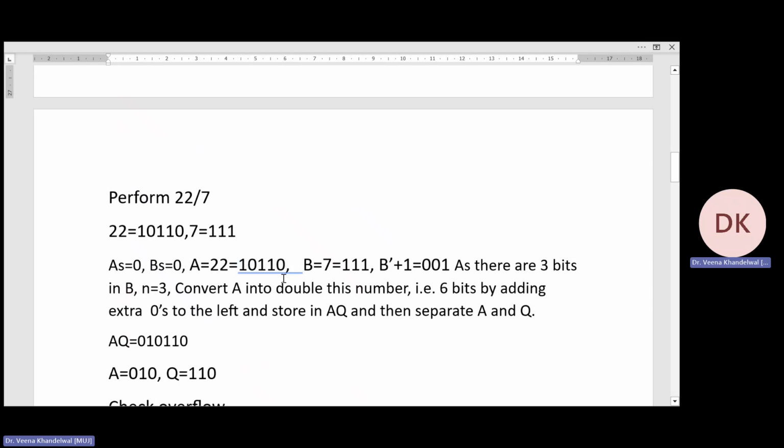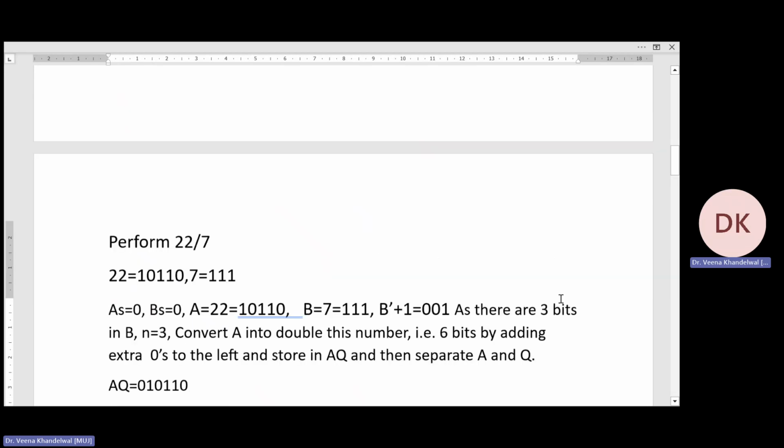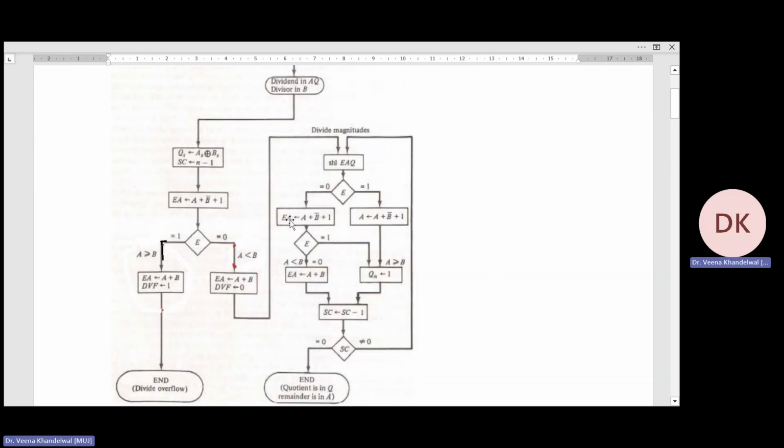And now here we can see that the number of bits, because we almost always require B complement plus 1, as we had seen in the example, B complement plus 1 is most of the time required.